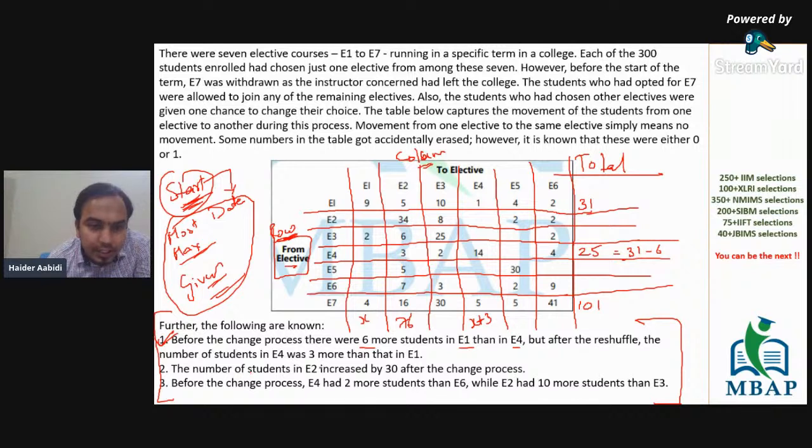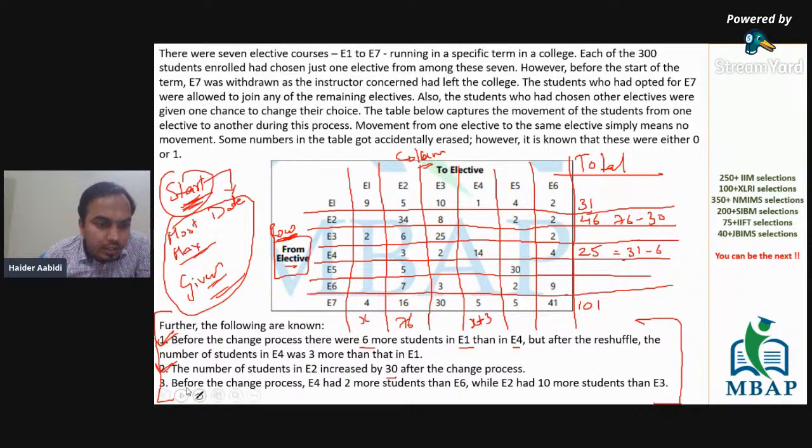The number of students in E2 increased by 30 after the change process. After the change process is the column. So column is 76 in E2. That means before, it was 76 minus 30, because it increased by 30, as told here. So this was 46 for E2. Now that we've taken that E2 is 46, we are done with this part also.